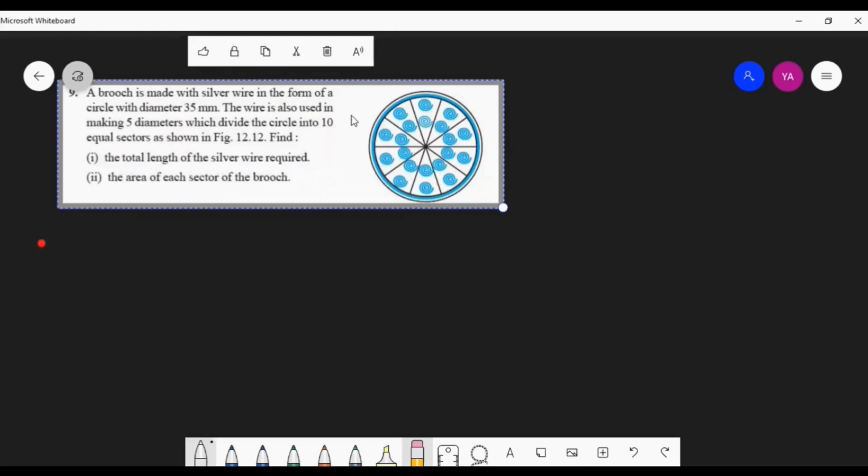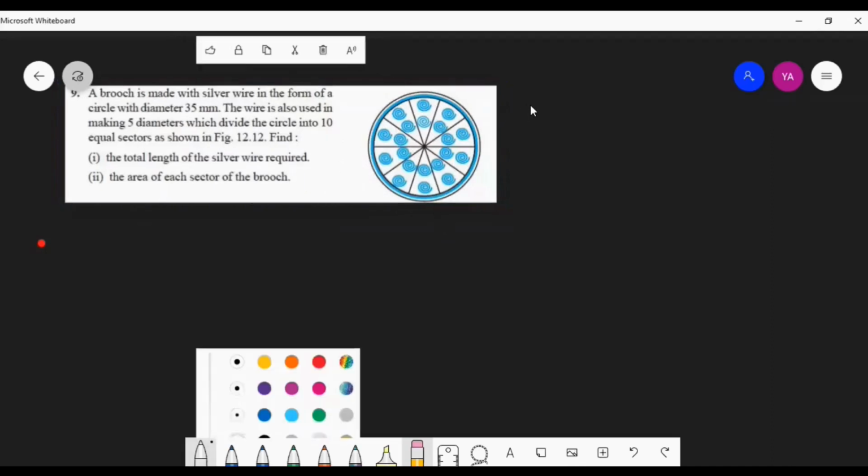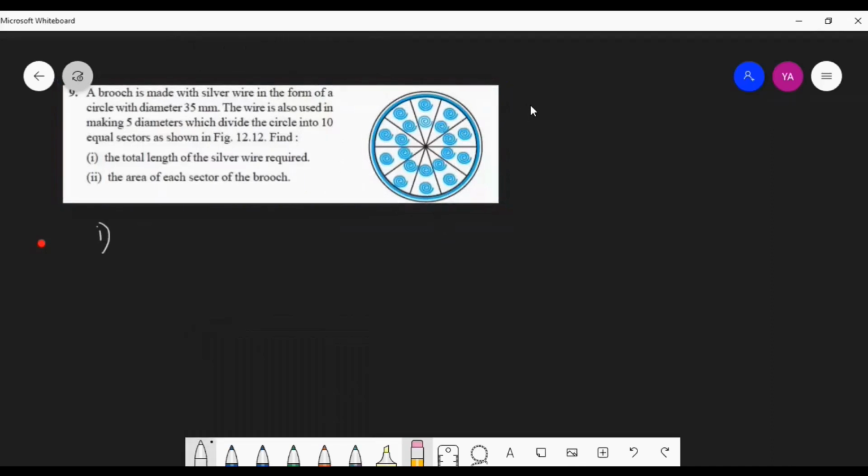So how can we find out the total wire? The diameter is given, 35 millimeter. Circumference plus the length of these diameters. Okay, that's fine, so we can find the first sub question answer. First we want to take the perimeter. What is the formula? Circumference.